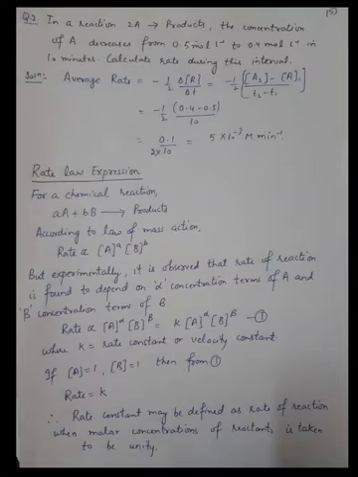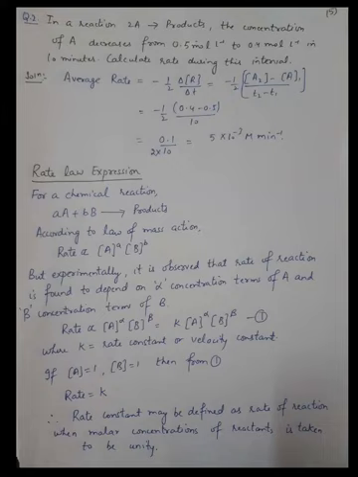In a reaction 2A gives products, the concentration of A decreases from 0.5 to 0.4 mole per liter in 10 minutes. Calculate the rate during this interval. Average rate by the definition is minus 1 by 2. Why have we done minus 1 by 2? Because it is given in the equation. It is the stoichiometric coefficient. The minus sign indicates the decrease in concentration.